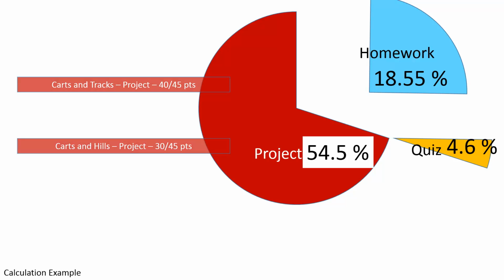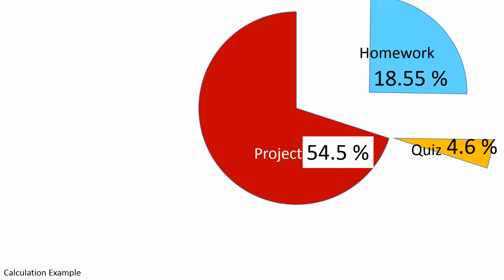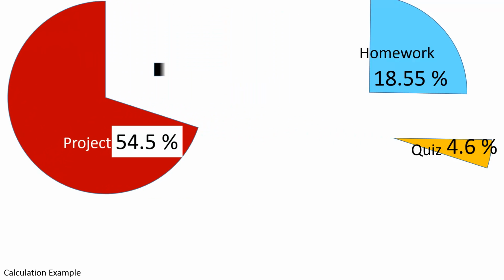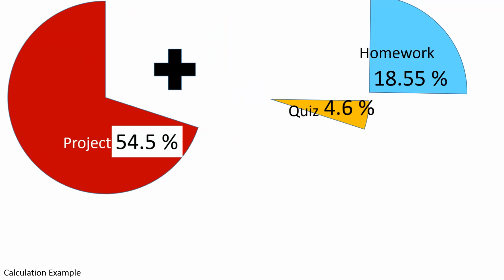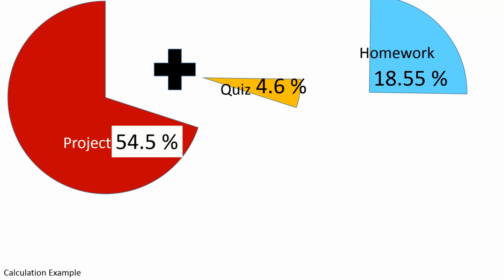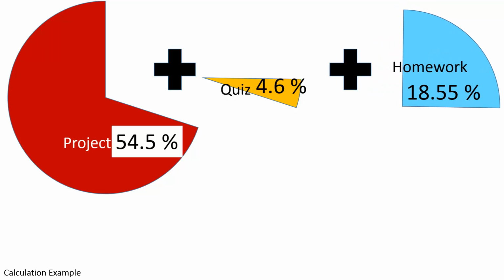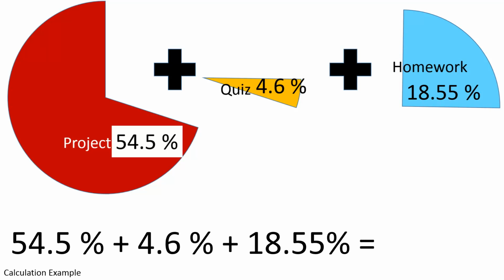At this point, we know exactly how much the student has earned in all three of our main categories for this class. To find the overall grade, we're going to now add these three percentages. They have 54.5% earned in their projects, 4.6% earned in their quizzes, and 18.5% earned in their homework. When added together, this constitutes a total of 77.6% in the course. This would be the student's overall grade using this weighted grading system.